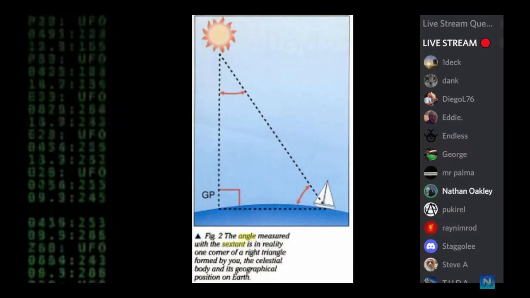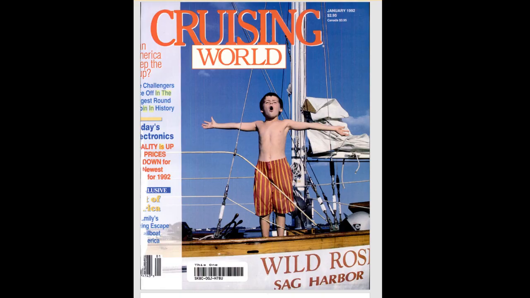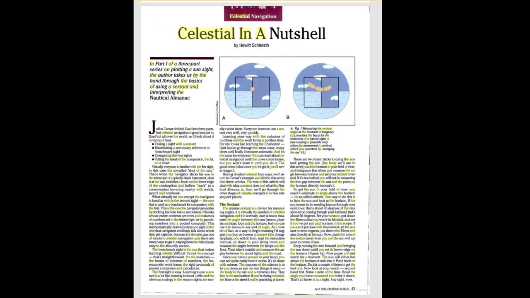That's just a fact. He said the illustration came out of a book. Solid evidence that he didn't even know where it came from, let alone that he has read it. It came from a magazine called Cruising World, from 30 years back, that at the time was sold in the USA for $2.95. More specifically, it came from an article called Celestial in a Nutshell by Hewitt Schlereth.